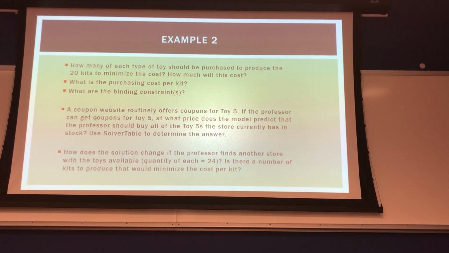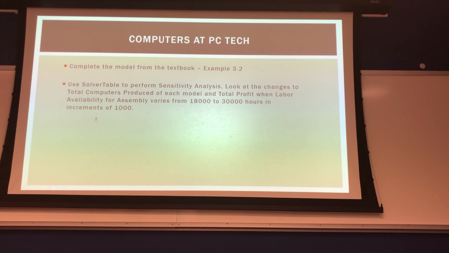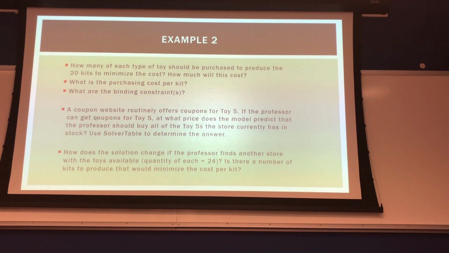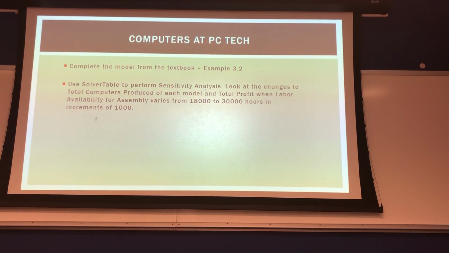What if we had a store that had more than 12 of these? What if it had 24? And how would that change our breakdown of the toys that we're going to buy? And then also, is there a number of kits to produce that would minimize cost? That really ought to be its own bullet point. But we'll do all of those questions. Then we'll move into another problem, which comes out of the textbook. It's example 3.2, but I'm going to add an extra little sensitivity analysis on the end of that problem.